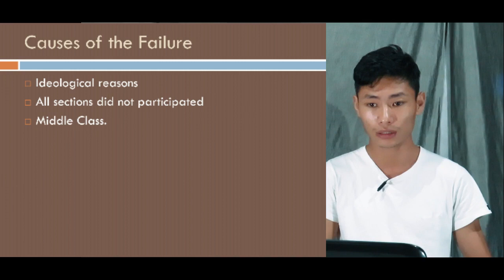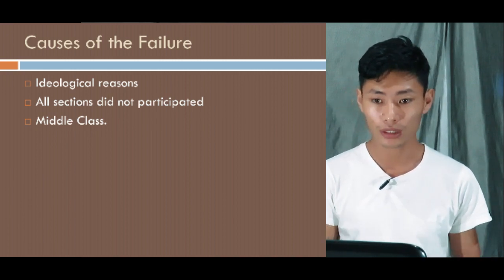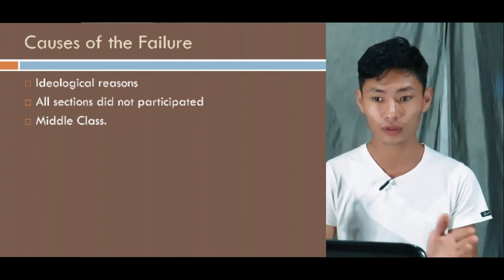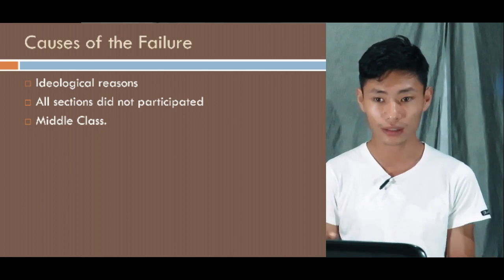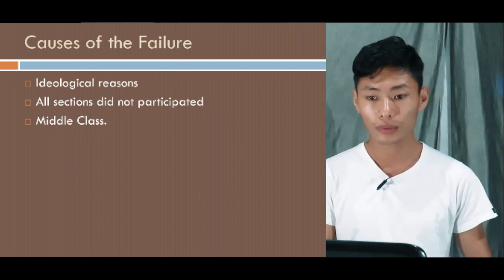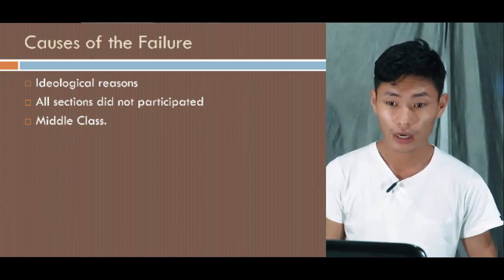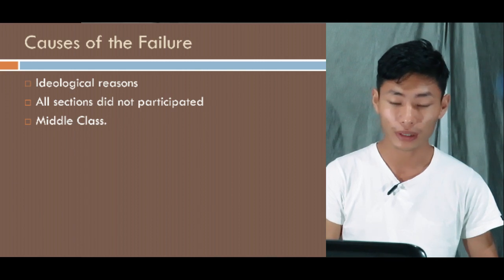Now we have ideological reasons. Under ideological reasons, it is about some classes of people who did not participate because of their own reasons. Say, the middle class in some of the native states did not support the revolt. So the middle class did not participate during the revolt of 1857. Why? Because they had one reason why they did not participate.